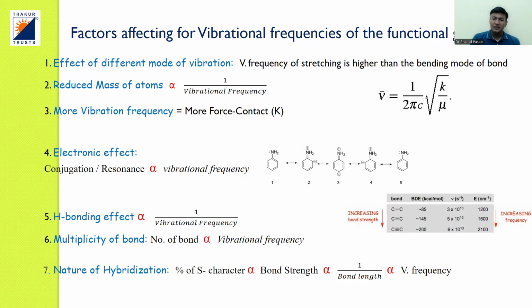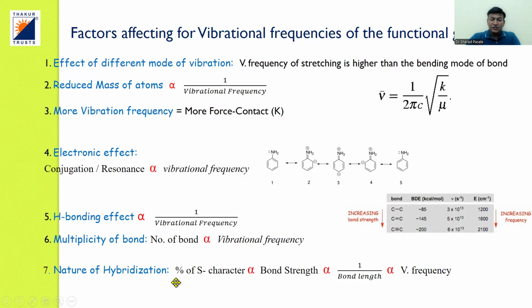Then electronic effect: if conjugation or resonance is there, obviously the vibrational frequency is more. Then if hydrogen bonding is there, the vibrational frequency is less. Then multiplicity of bond: as the number of bonds increases, the vibrational frequency increases. Increasing frequency means increasing bond strength, right? This is the criterion. Here I have also given a few examples.